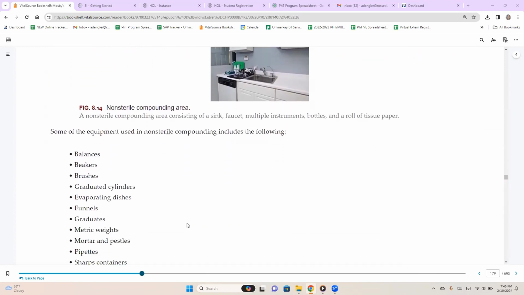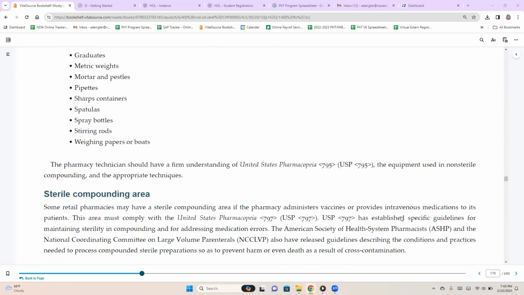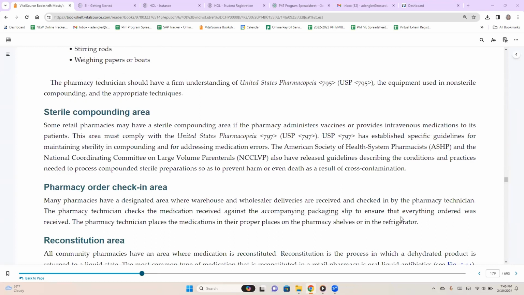And these are just some of the equipment that could be used in the non-sterile compounding area. So your balance beakers, brushes, funnels, metric weights, spatulas, spray bottles, things of that nature.